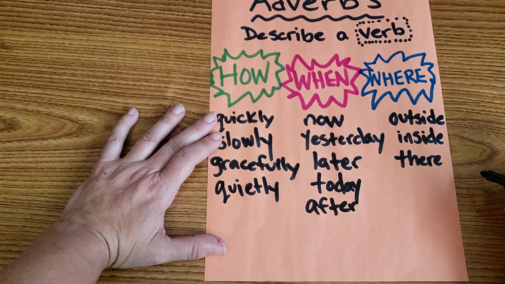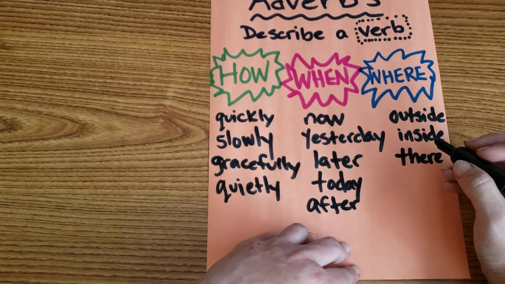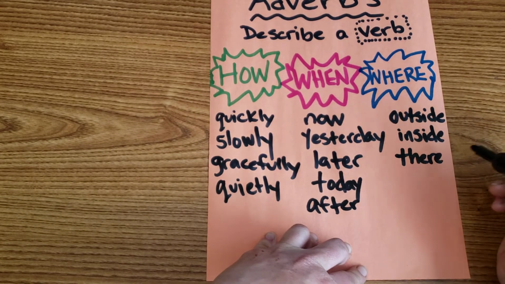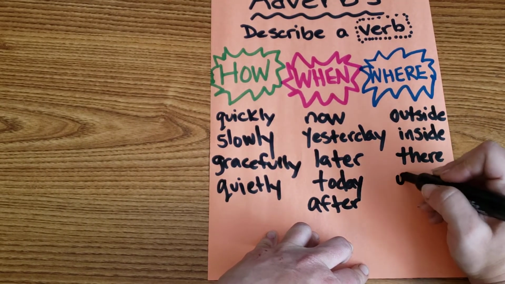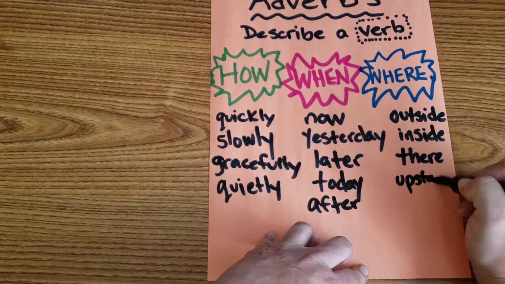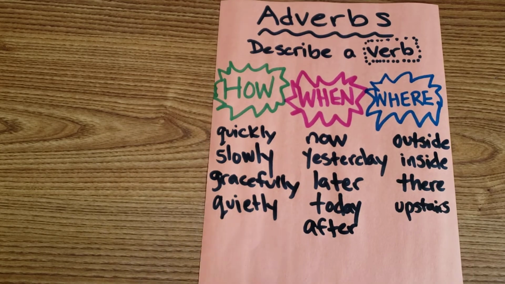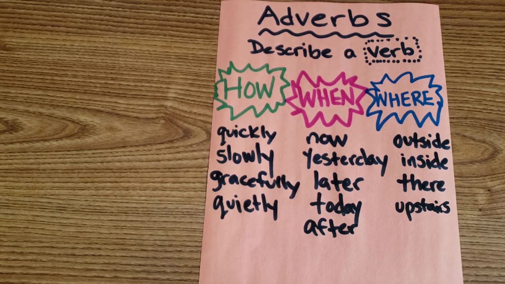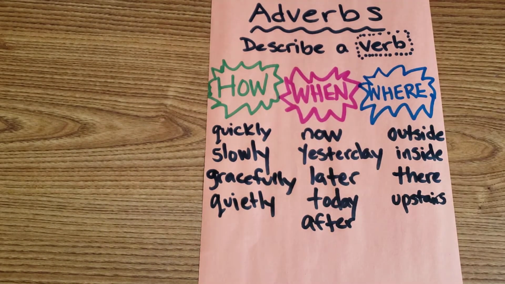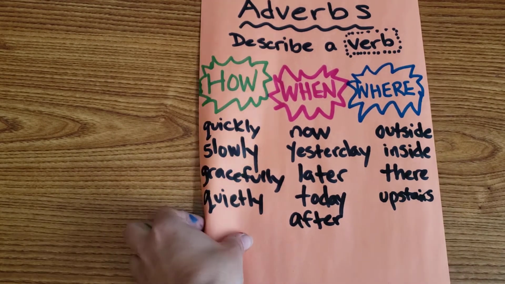Something. Let's see if we can do some other where ones. Where would be, we did outside, inside, upstairs, and downstairs, right? So there's some examples of some adverbs. They're telling us how something's happening and when something's happening and where something is happening, right? So those are our adverbs.